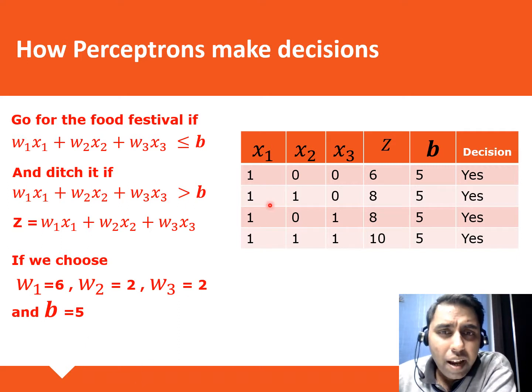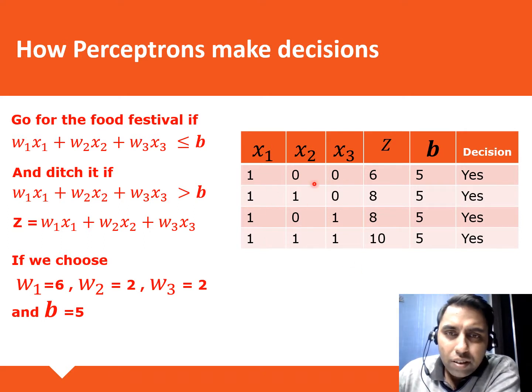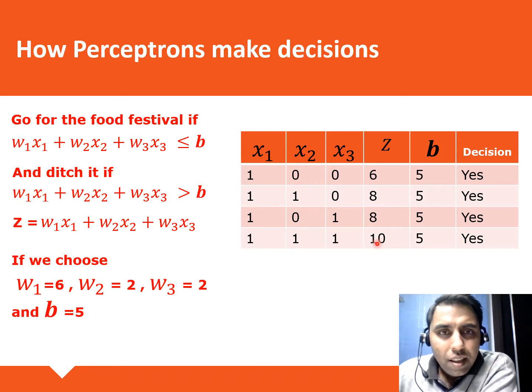There will be many possible combinations of x1, x2, x3 that take values 1 and 0, of which we are looking at four such combinations. These are the cases where x1 is always 1 and x2 and x3 are taking all their possible values: 0, 0; 0, 1; 1, 0; and 1, 1.